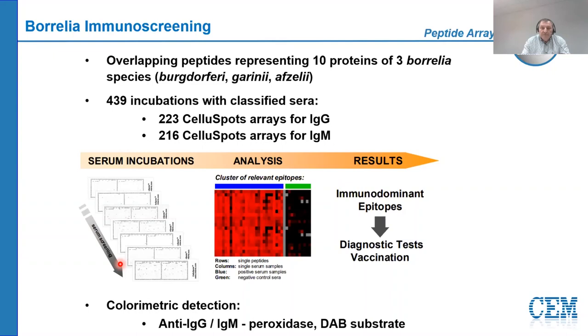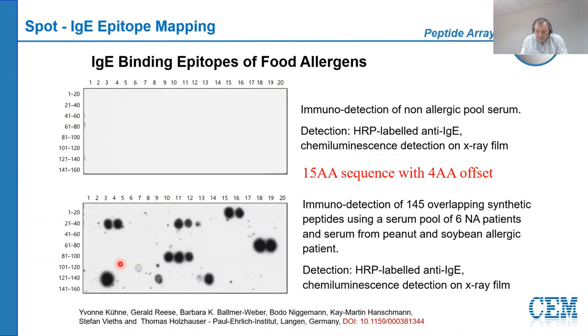The identification of B-cell epitopes of food allergens can lead to novel diagnostics and tools for therapeutic reagents for food allergy. Here I can show you from a group in Germany immunodetection of 145 overlapping synthetic peptides using a serum pool of six non-allergic patients and serum from peanut and soybean allergic patients. It gives you nice results here on the membrane.